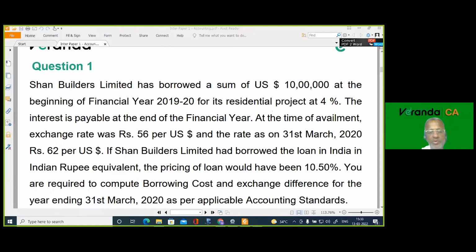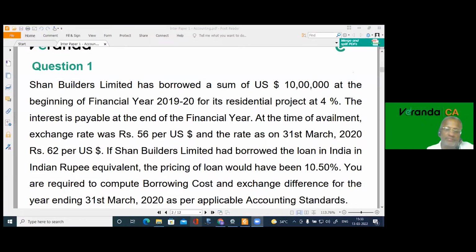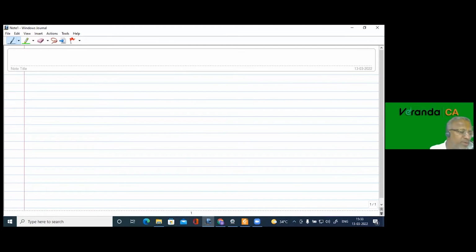So I would like to take up this problem. Question number 1 on the 13th March weekend class. The first question is on AS 16, borrowing cost.